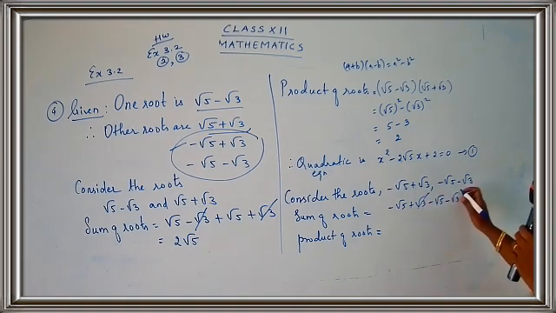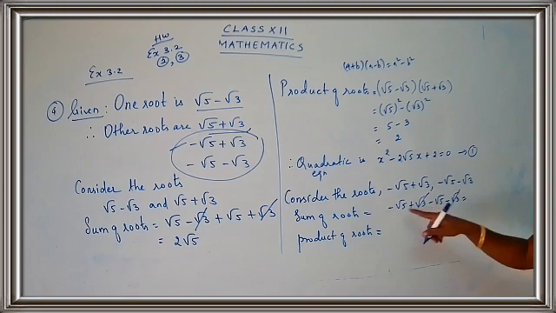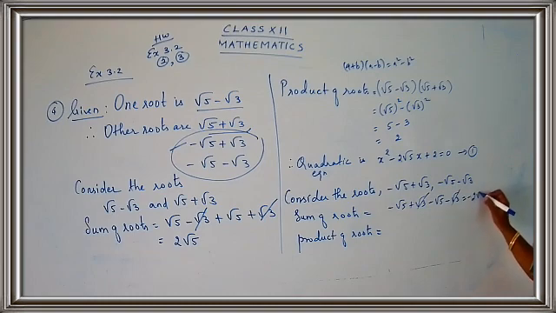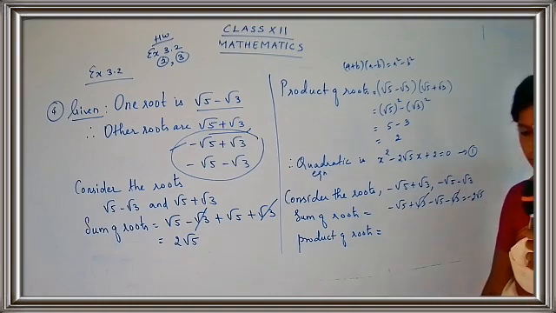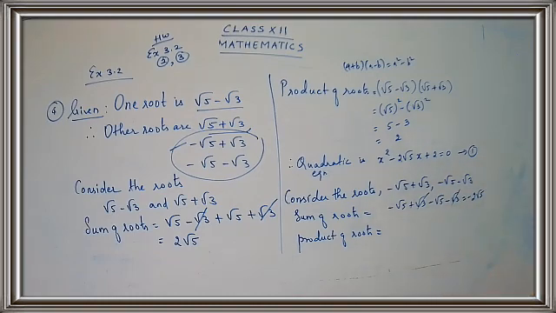So root 3 gets cancelled. Plus root 3 minus root 3 gets cancelled. This is minus root 5 minus root 5. Minus minus plus sign is minus. You get minus 2 root 5. Minus root 5 plus root 3 minus root 5 minus root 3 is equal to minus 2 root 5. Okay, so the answer is minus 2 root 5.